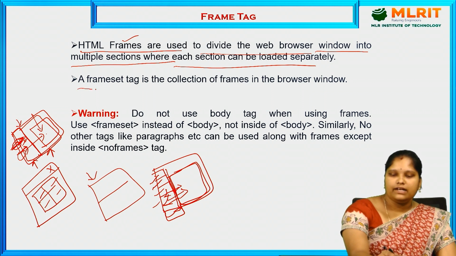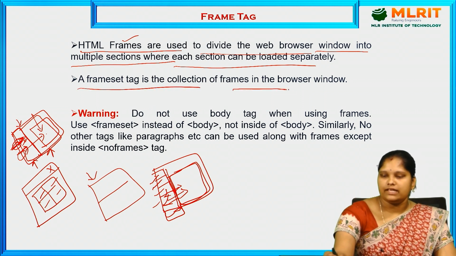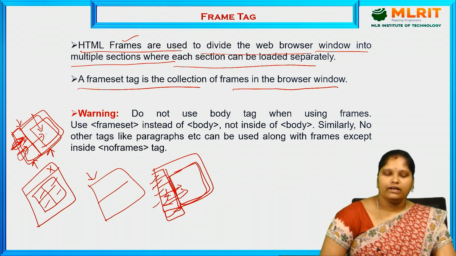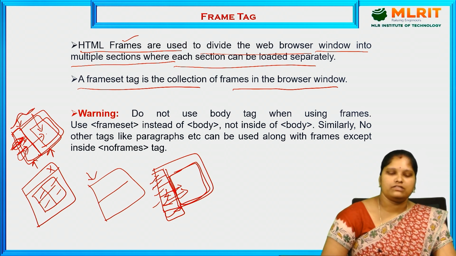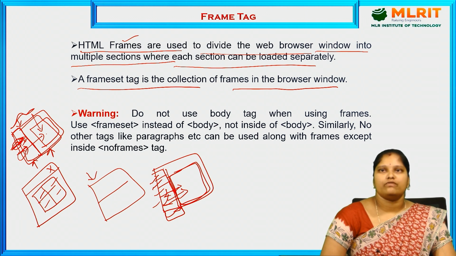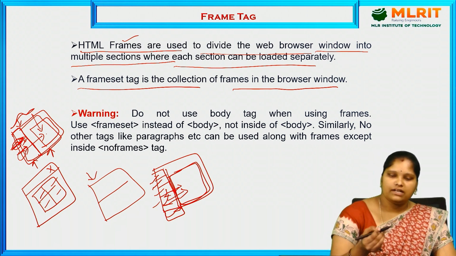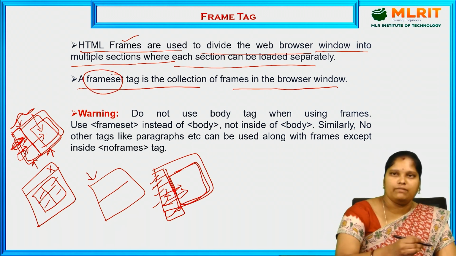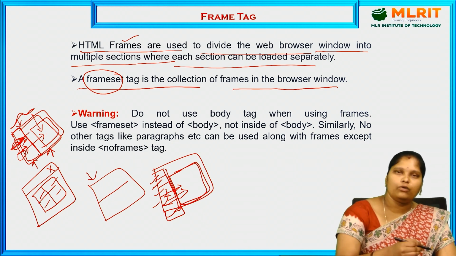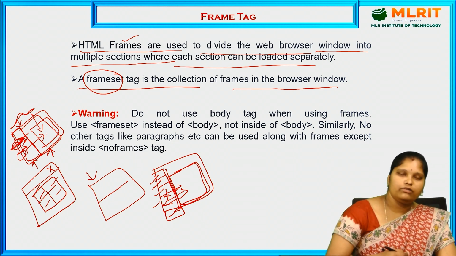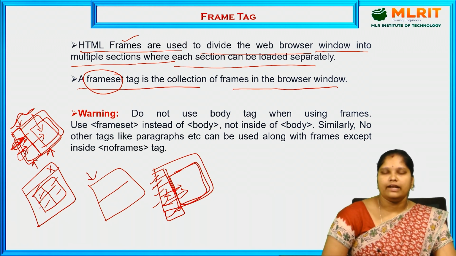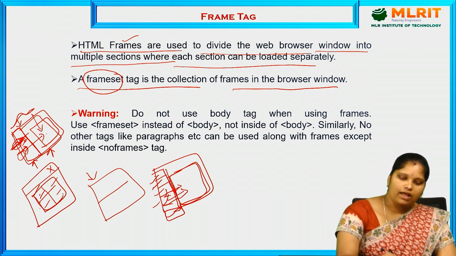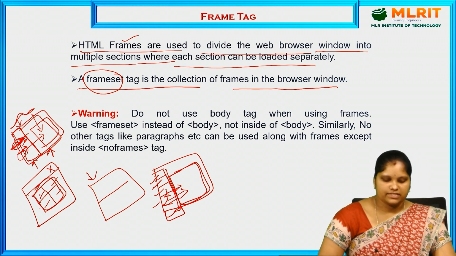A frameset tag is the collection of frames in the browser window. For dividing these sections, these frames, we need to use the frameset tag. The frameset tag means a collection of frames. Here I need to divide two frames, and here I need to divide four frames, four sections, four parts. The collection of all our frames is called a frameset.